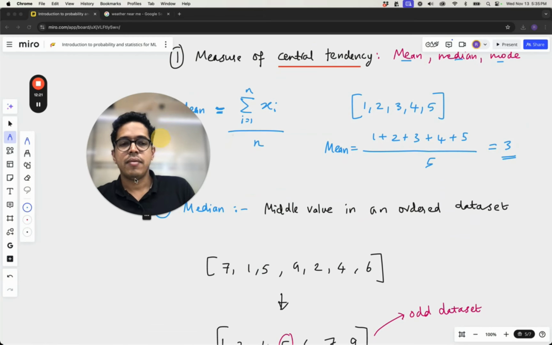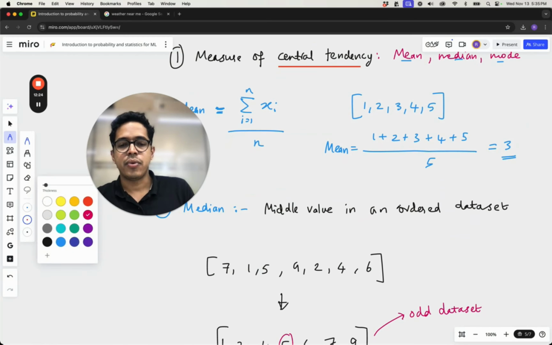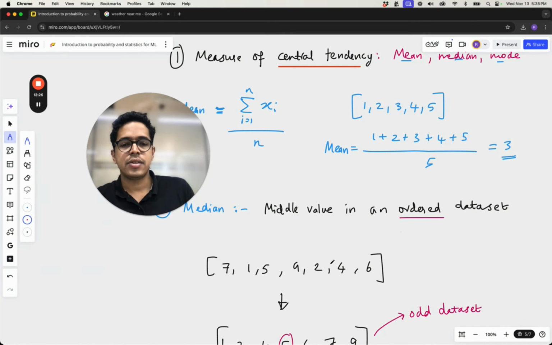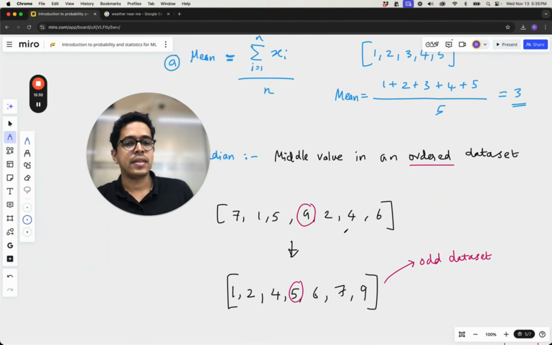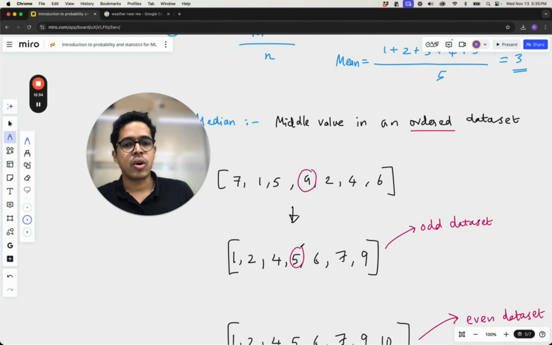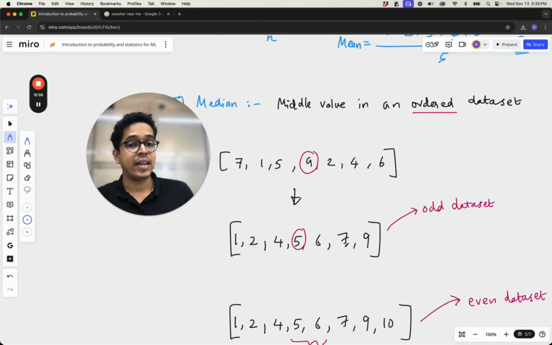So here the term ordered is very important to focus on, because let's say this is your data set. Here the middle value of this particular data set is 9. So you might be tempted to say median is 9, but median is not 9, because you have to order the data set. So here I have ordered in ascending order. Descending order is also fine. Both are fine. But in ascending order, here 5 is the middle point of the data set. So 5 is the median.